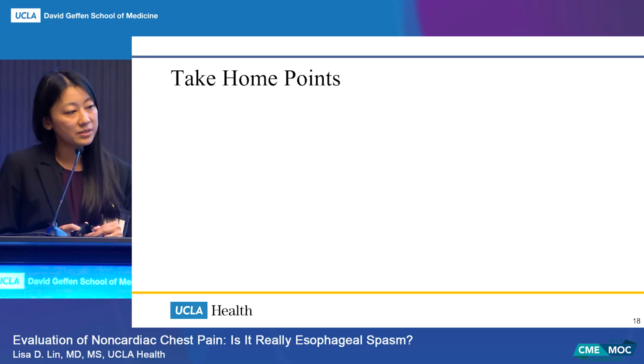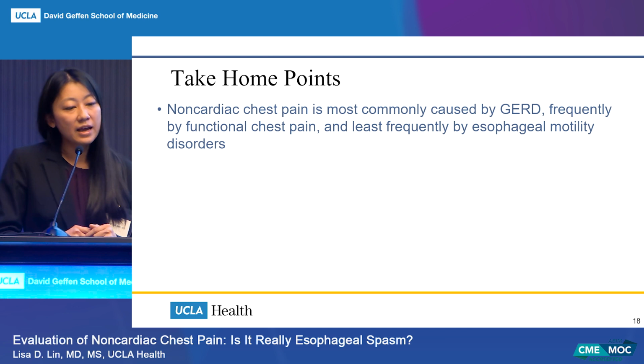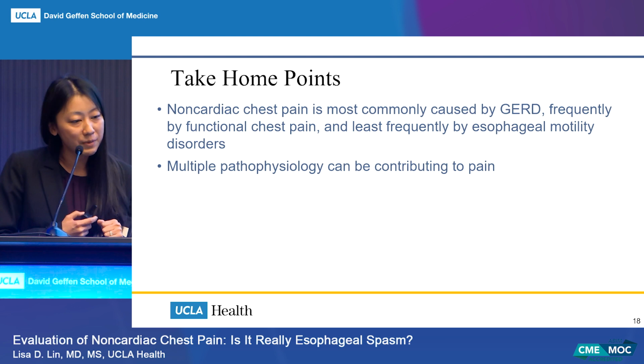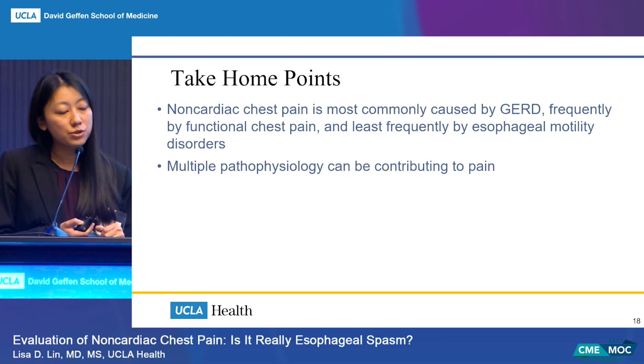So take-home points: non-cardiac chest pain is actually most commonly caused by GERD, frequently caused by functional chest pain, and least frequently caused by esophageal motility disorder. So if someone walks into your clinic saying they have esophageal spasms, it's probably not that. Multiple pathophysiologies can be contributing to pain, and a PPI test or trial is an effective first step.